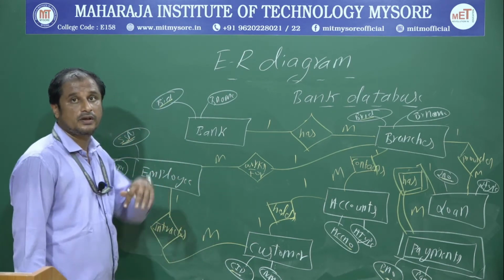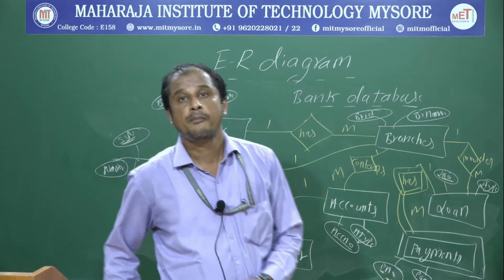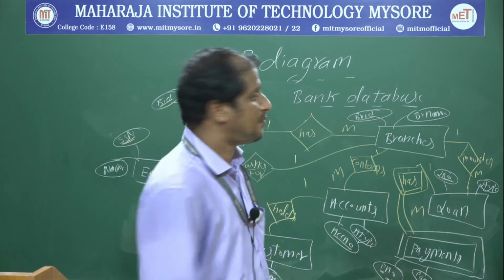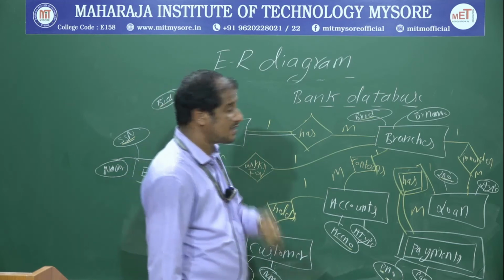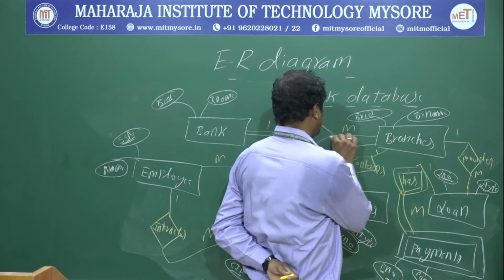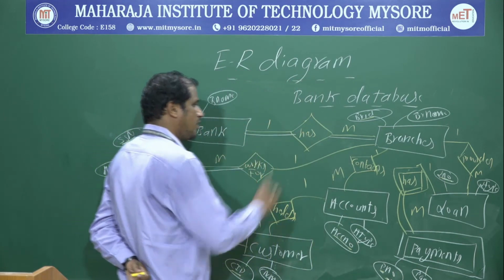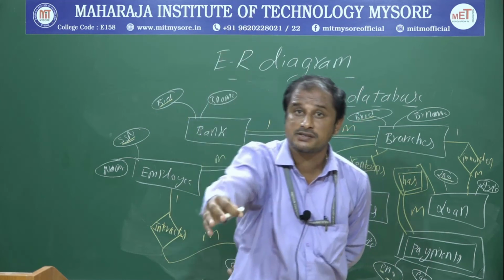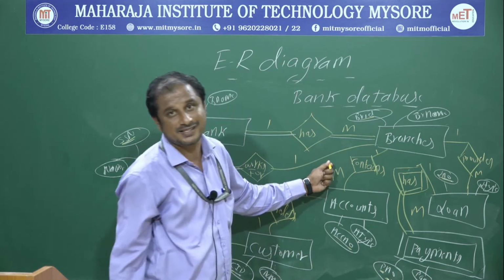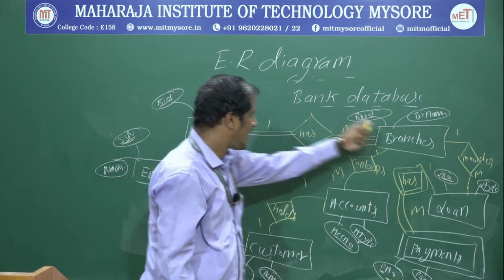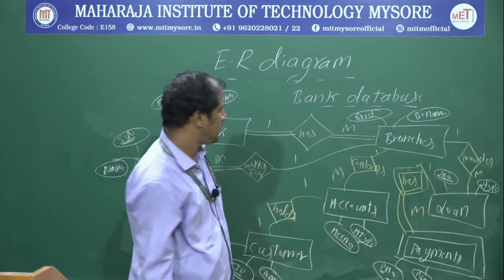Next step is to provide the participation constraints. I am providing one bank, say SBI, with many branches. Then many employees work for one branch. There are many branches, but I am talking about only one branch, so it makes a partial participation. There is a set with many, and I am going for only one, that's what I mean by partial.